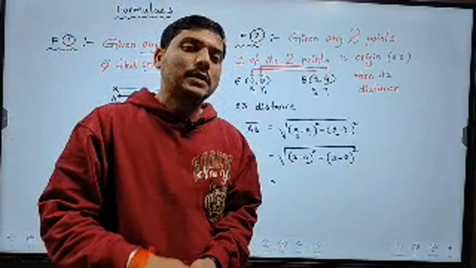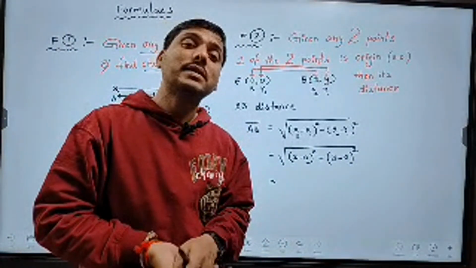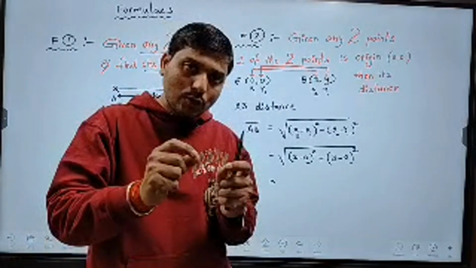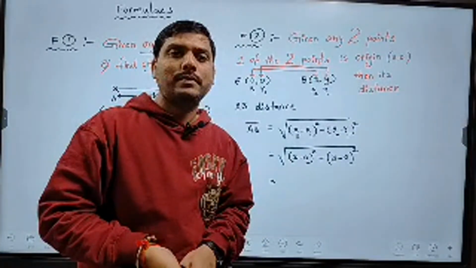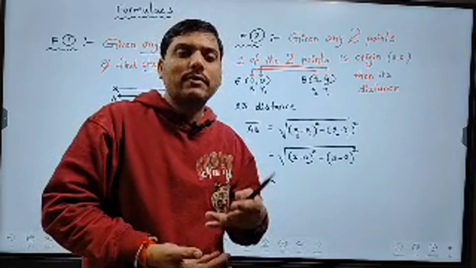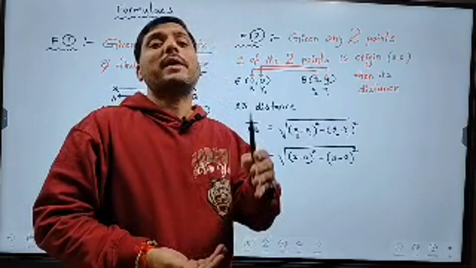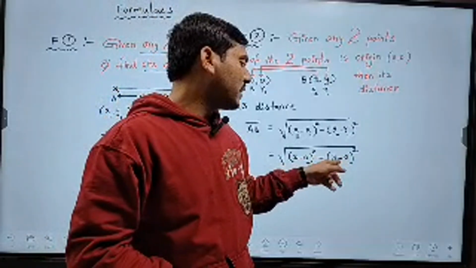Tell me, subtracting 0 from any number, what is the answer? The answer is the number itself. Example, 2 minus 0, answer 2. 3 minus 0, 3. 4 minus 0, 4. x minus 0, x. Similarly, y minus 0 is y.